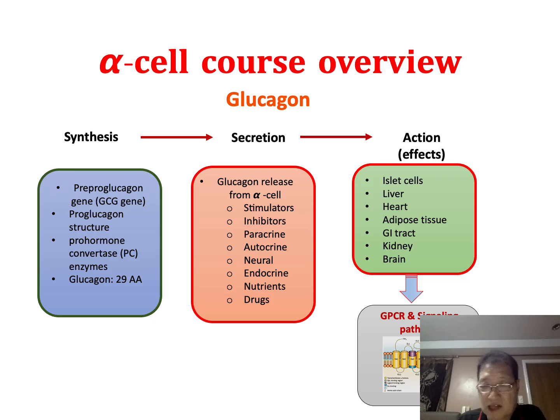And the last one is action, which is quite important in therapeutic potential, because the action is based on the receptors that are present in the target cells, in the islets, liver, heart, adipose tissue, etc. The most important is the liver in terms of glucose homeostasis or hyperglycemia as the effect of glucagon, and the signaling pathway and receptor called glucagon G protein coupled receptors and their signaling pathways. So these are important things to understand, especially when we go to the potential therapeutics.